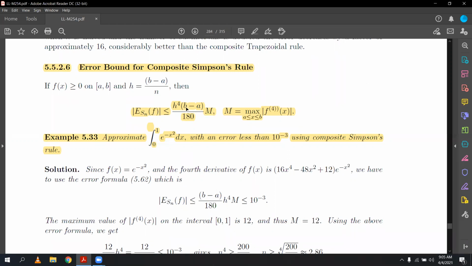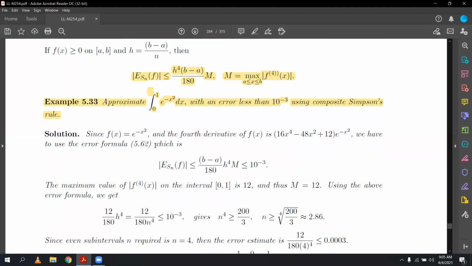So what do we need? b is given, 1. We need a, given 0. M we can easily find out because we know the function e to the power minus x squared. We can find the fourth derivative and then find the maximum between 0 and 1. The only thing we don't know is h, and we can easily find the h here. When we have h, then we can find the approximation. So this is what we are given. We are given f of x equal to e to the power minus x squared, and we can find the fourth derivative. The fourth derivative of this function is this one.